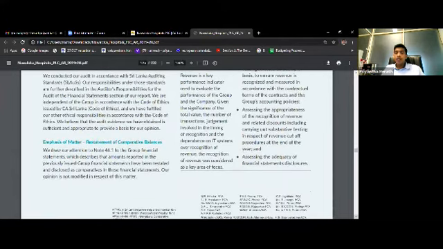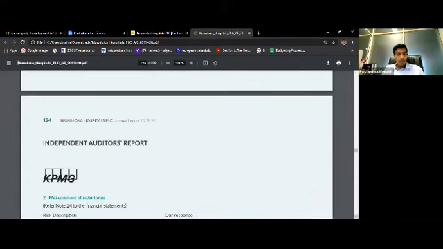And also they assess the adequacy of financial statement disclosures, right? And this is their report. I'm not going to go through all the details.